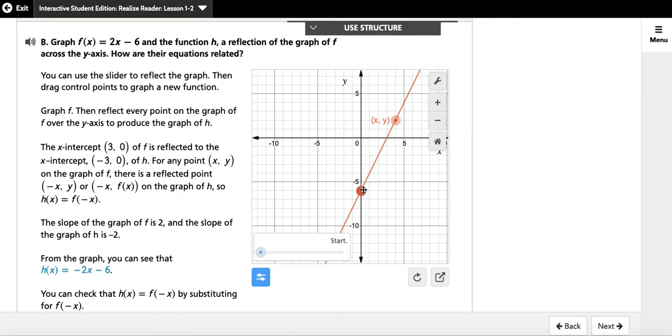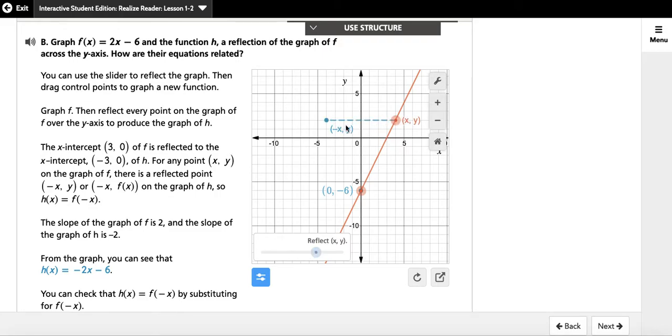But first, where does the 0, negative 6 go? If it reflects about the y-axis, well, it's on the y-axis, so it's not going to move at all. It's still at 0, negative 6. And this point that's at (x, y), which is really 4, 2, reflected about the y-axis is going to come over here to negative 4, 2.